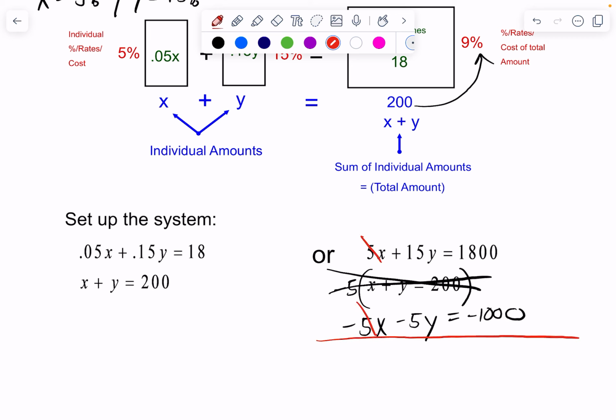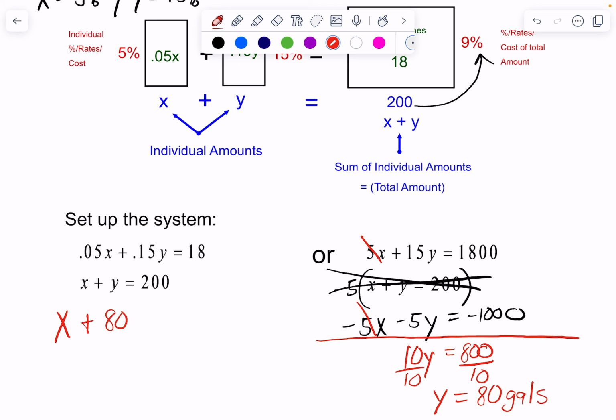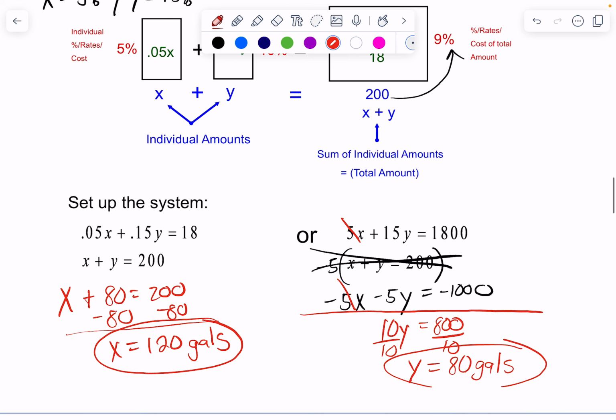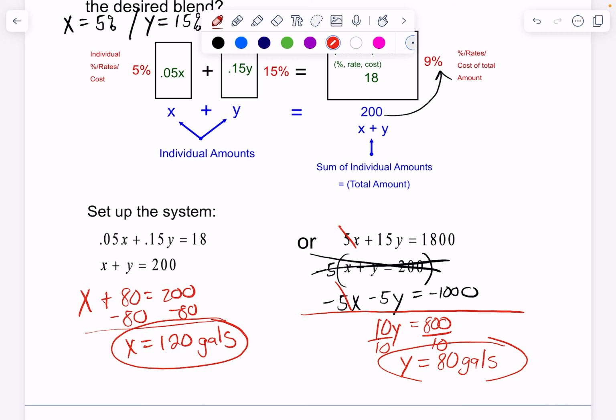The x's are gone. I've got 10y equals 800 divided by 10. Y equals 80 gallons of the 15% butterfat ice cream. To find x, you've got x plus 80 equals 200. Subtract 80 from both sides. X equals 120 gallons of the 5% butterfat ice cream. And there you have it.